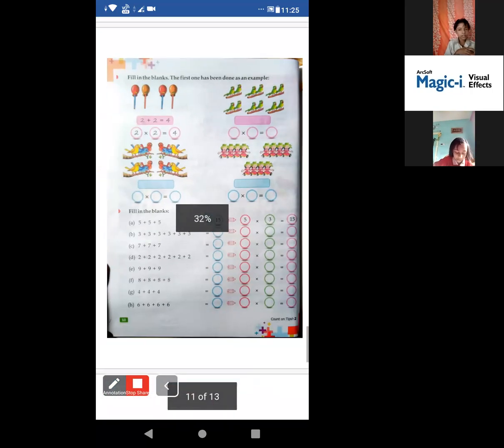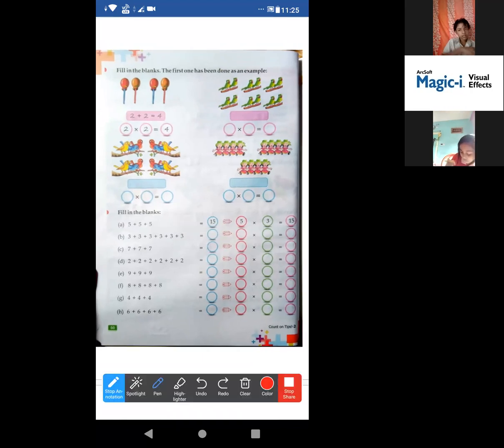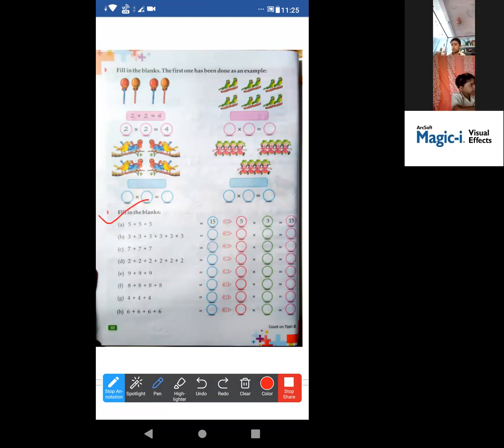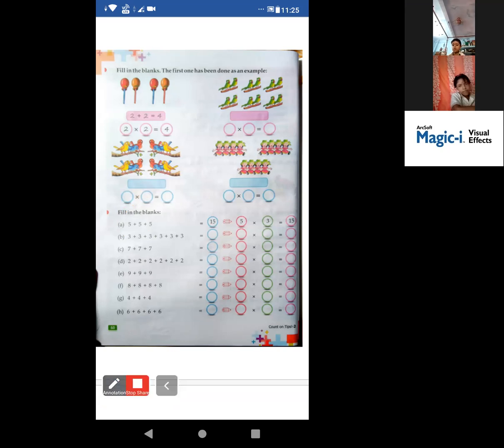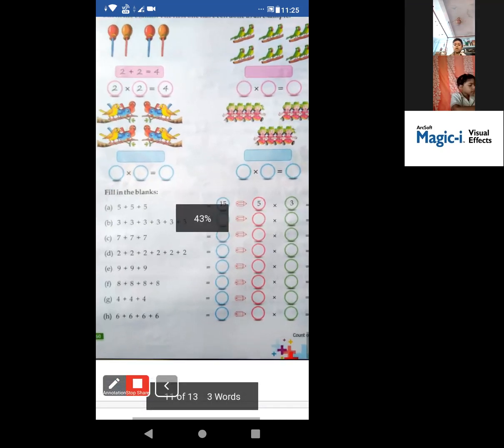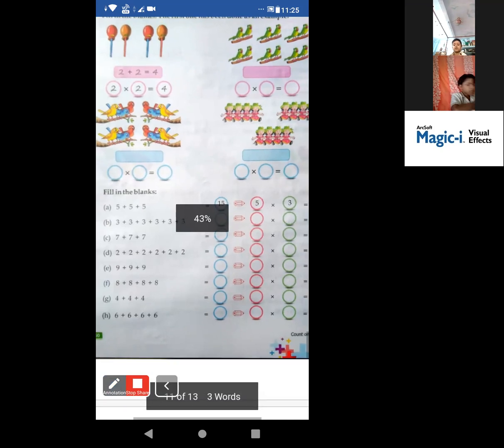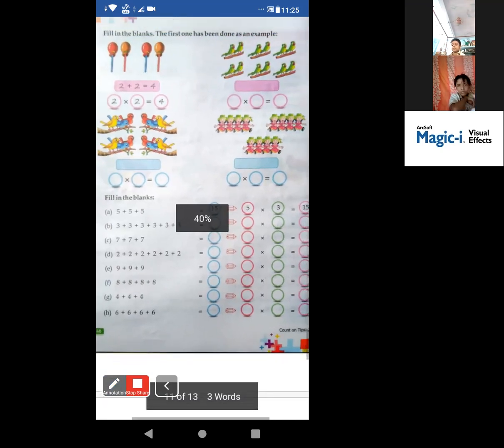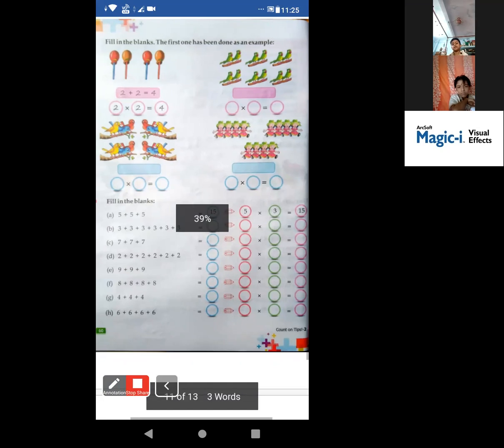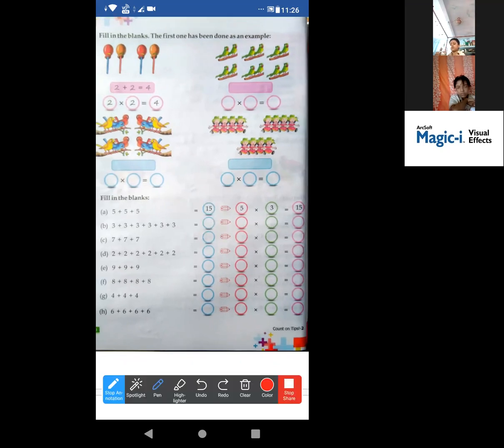Look at this. All of you are able to see the page? Look, fill in the blanks. Here, basically, we have to see how many times it is given. Look at this. First one is done for you, no need to do. For the second one, B, at first we have to count them.